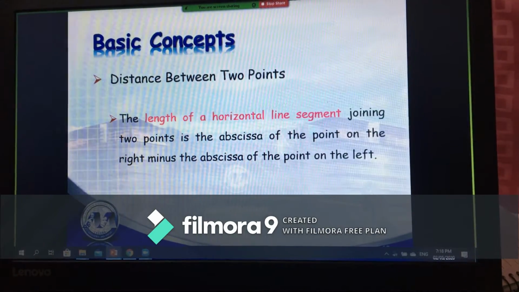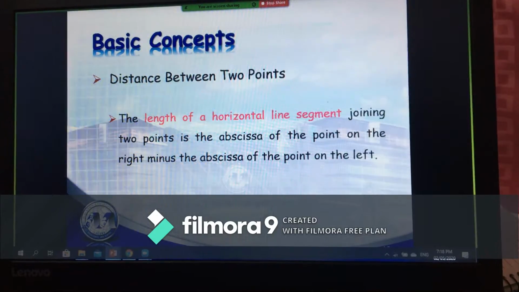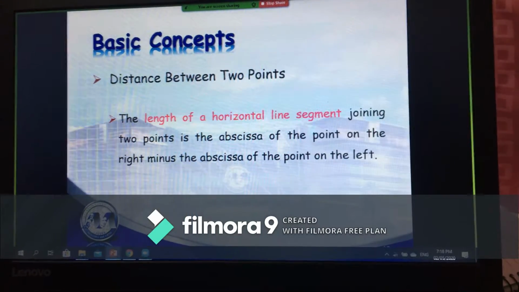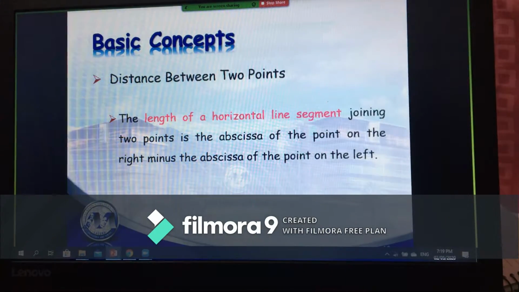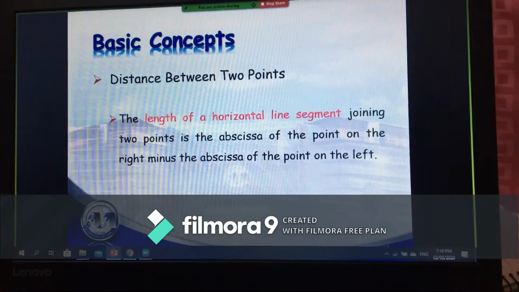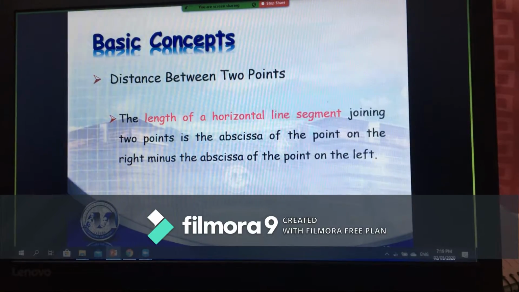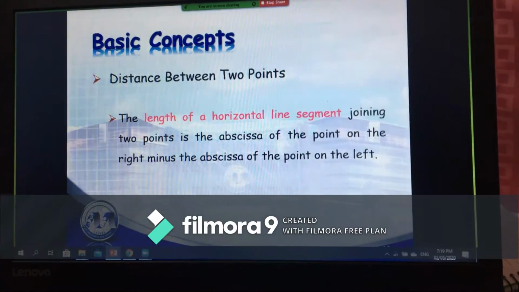Can you draw now on your paper, class? Can you draw a vertical and a horizontal line? So that you can imagine this statement. First, you draw the vertical and horizontal lines. Done already? Then after that, you label the horizontal line as the X-axis. Then you have the vertical line as the Y-axis.